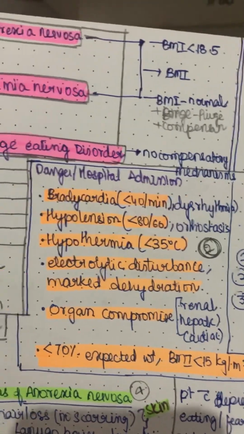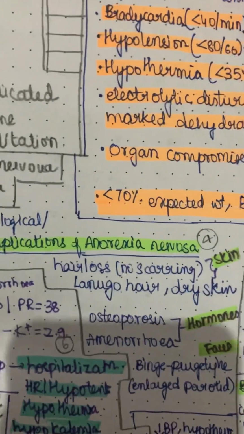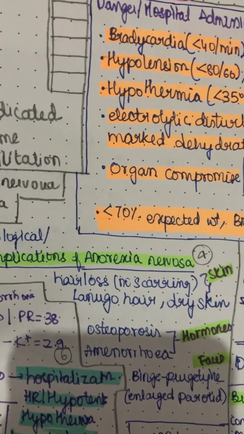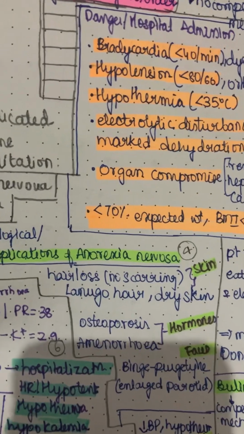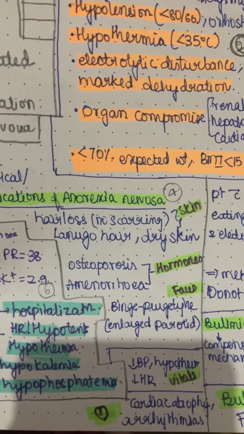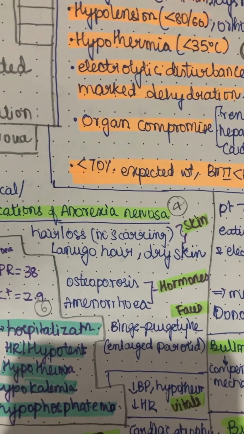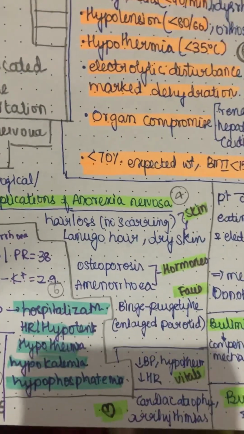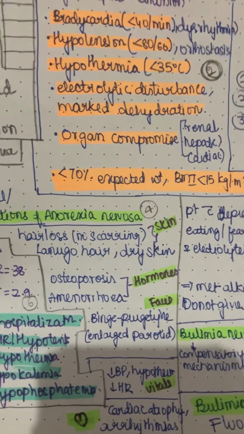electrolytes, etc. The dermatological complications of anorexia nervosa: patient with hair loss, lanugo hair, osteoporosis, amenorrhea, and in binging and purging type, parotid gland enlargement. In vitals, decreased blood pressure, decreased heart rate, and hypothermia. Whereas in cardiac, atrophy and arrhythmias.